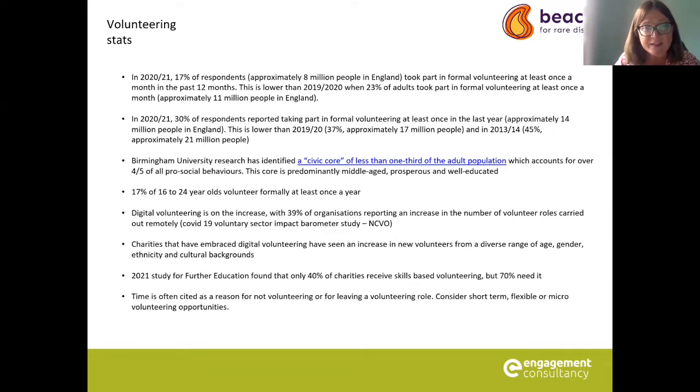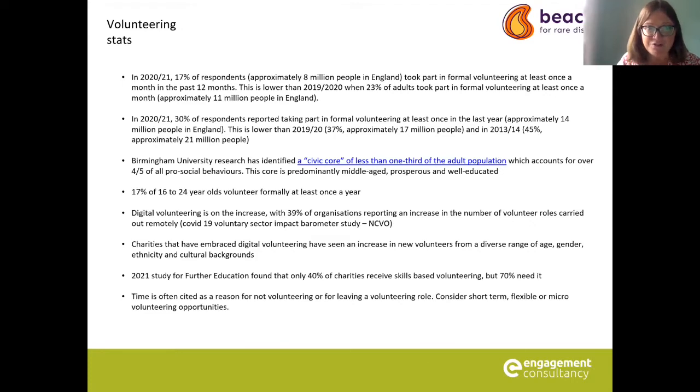Again, 17% of 16 to 24-year-olds are volunteering at least once a year. So that very youngest age bracket is actually volunteering in the same proportions. As Dan said, it did spike initially, and it's been a group on the increase for years, but it's just recently fallen back to about the same levels as the rest of the population.